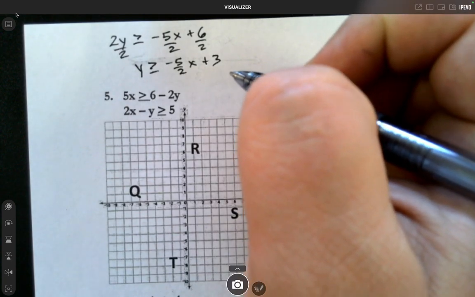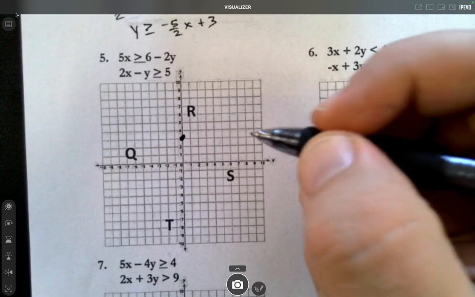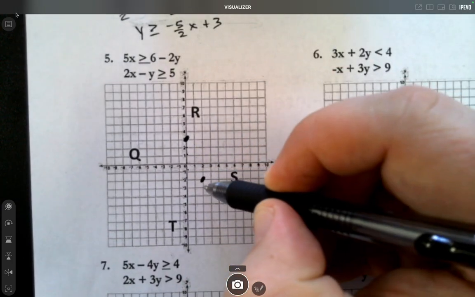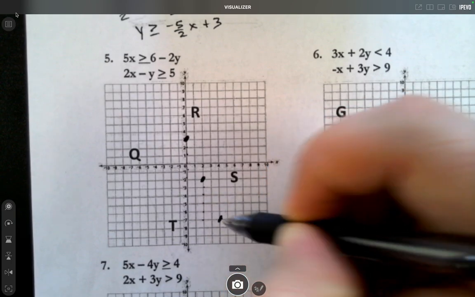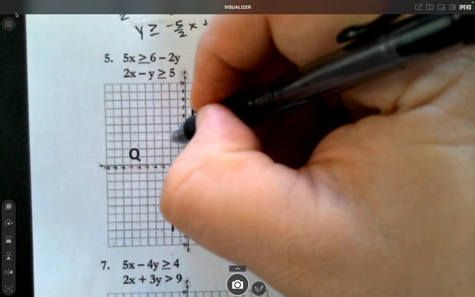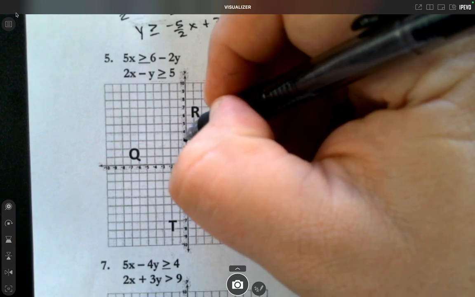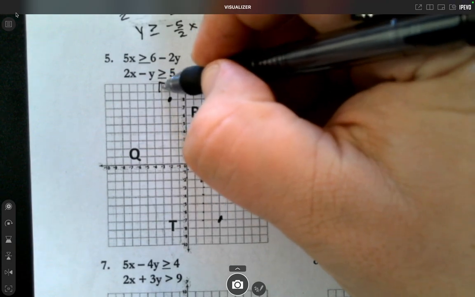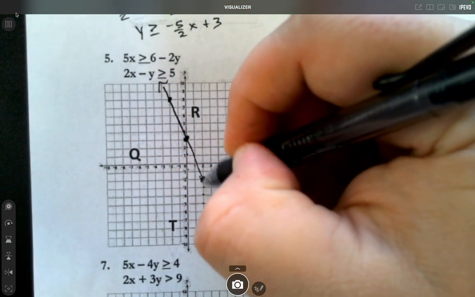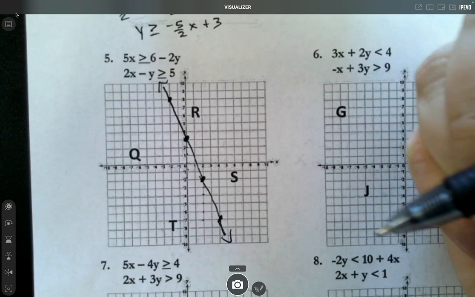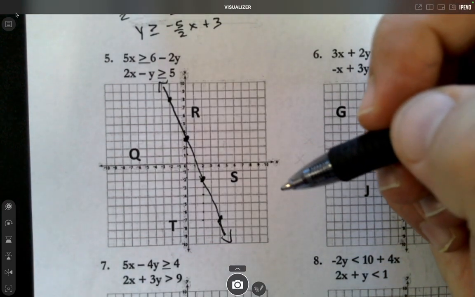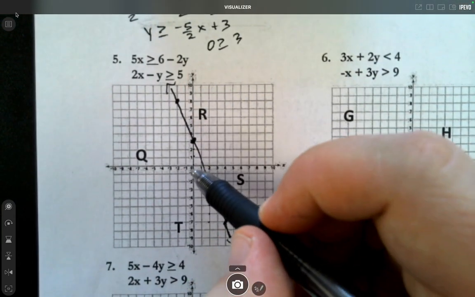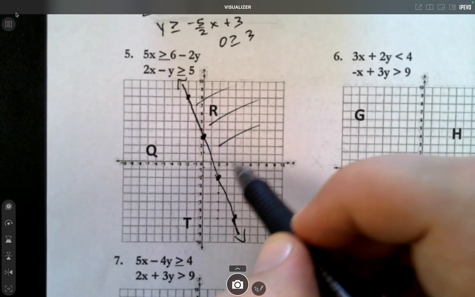So this one has a y-intercept of 3, slope of negative 5 halves, so we go down 1, 2, 3, 4, 5 over 2, down 1, 2, 3, 4, 5 over 2, and we can do the same thing here, go up 5, 1, 2, 3, 4, 5 over 2. This will be a solid line because it has or equals to with it. And if we try 0, 0, we get 0 is greater than or equal to 3, which is not true. So the 0, 0 side is false. So we'll shade this side.